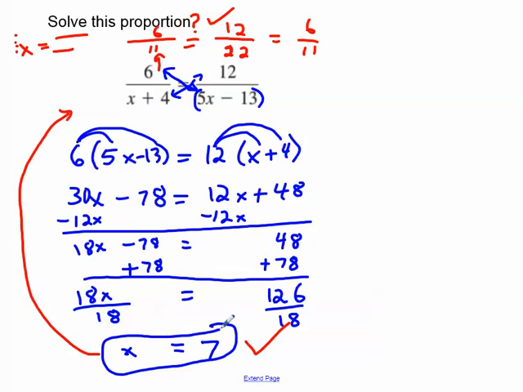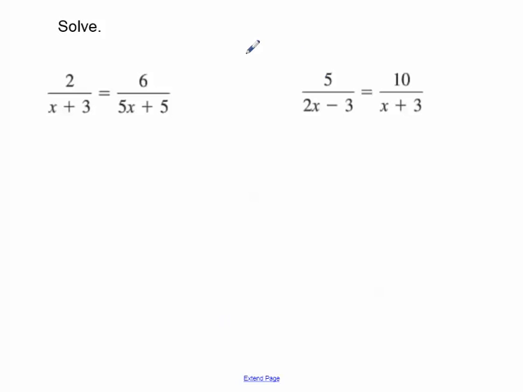So let's go down here and find another example that we haven't done. We can multiply by our lowest common denominator because we've got a rational equation, but if we've only got one term here and one term there, we can cross multiply. So if I cross multiply, I'd have 2 times 5x plus 5 equals 6 times x plus 3.